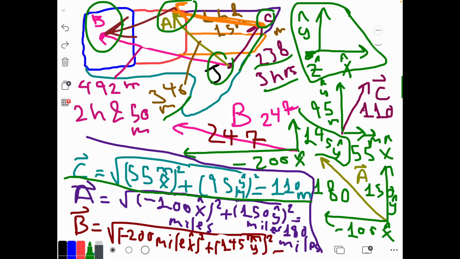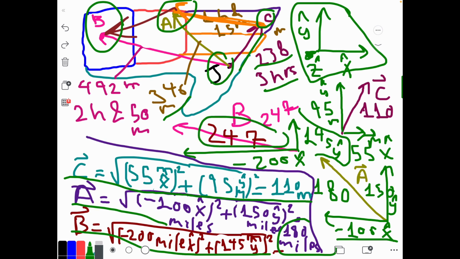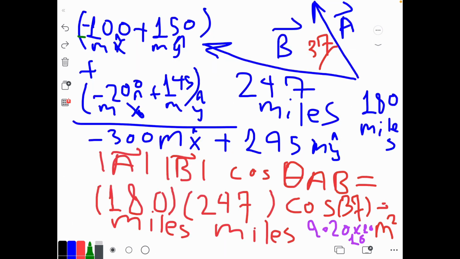Now for Atlanta, if you use your map scale, it's going to give you negative 100 miles x hat because you're going towards the west, and then 150 miles y hat towards the top, which is positive. If you do the magnitude formula, negative 100 miles x hat squared plus 150 miles y hat squared, you get 180 miles as your answer. Now for Birmingham, from the scales, you're going to get negative 200 miles x hat and 145 miles y hat. With the magnitude formula, negative 200 squared plus 145 squared, you get 247 miles as your magnitude. So you get negative 100 miles x hat plus 150 miles y hat for Atlanta, and negative 200 miles x hat plus 145 miles y hat for Birmingham.